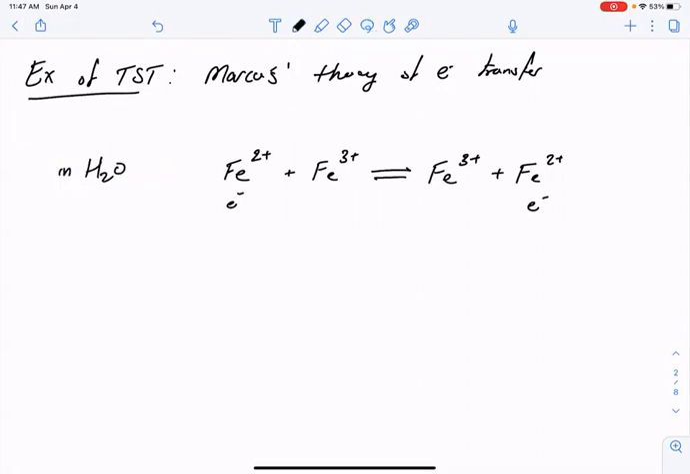So let's consider this so-called ferrous-ferric reaction as a kind of concrete example that we can think through and try to understand.